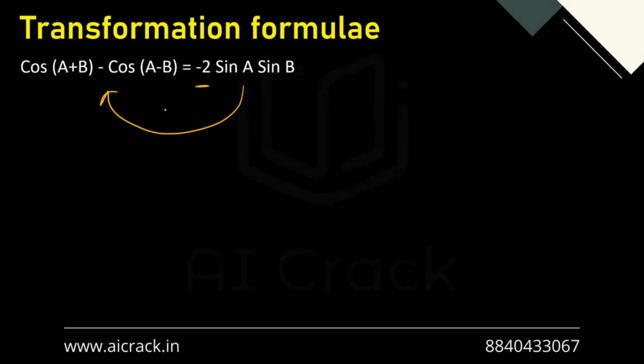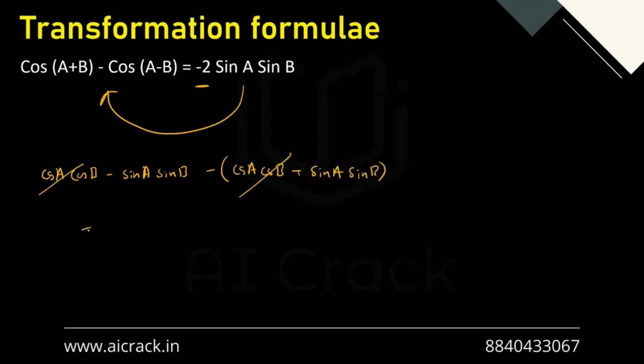particular formula. Again, the derivation is pretty simple. You just have to expand cos of a plus b, that is cos A cos B minus sin A sin B, minus cos A cos B plus sin A sin B, right? So this term gets cancelled out. So we'll be getting minus 2 sin A sin B. Okay. So we have to take extra care while remembering this particular formula. That is minus 2 sin A sin B.